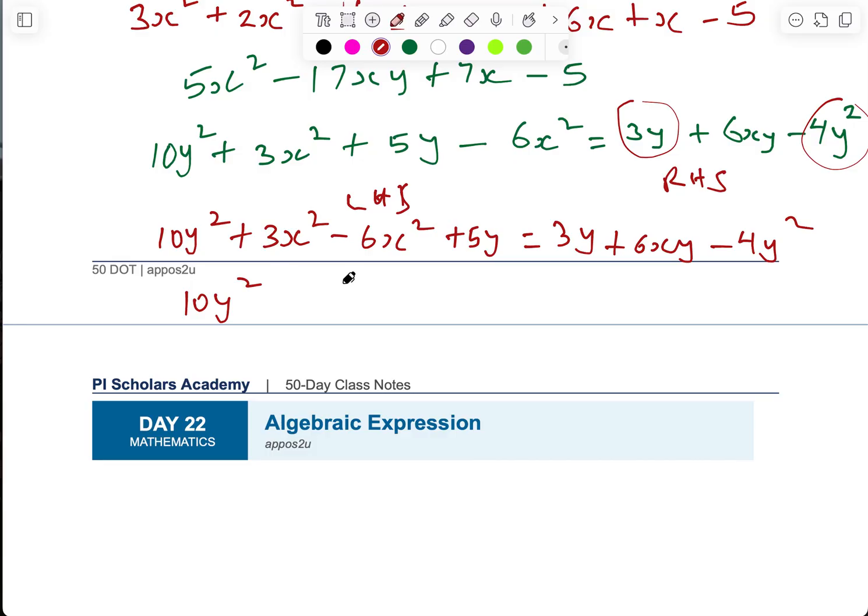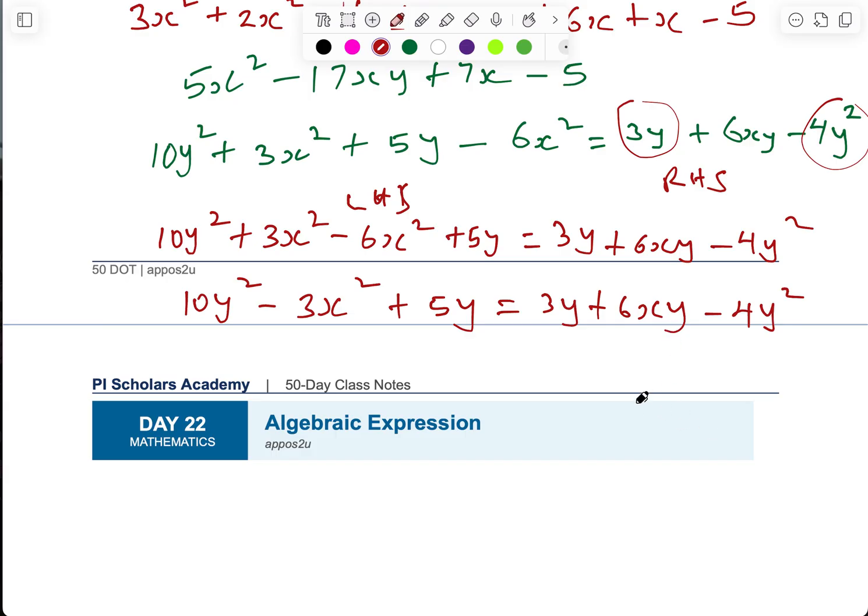This will be 10y squared. So 3x squared minus 6x squared, that's going to be negative 3x squared plus 5y equals 3y plus 6xy minus 4y squared. So now that you're done with the grouping of the left-hand side and right-hand side, you can now begin to do some crossing over.